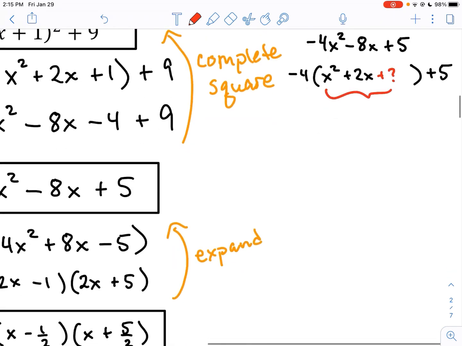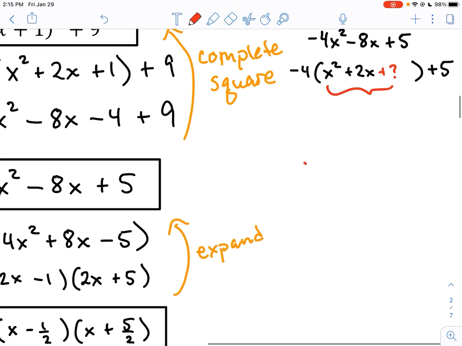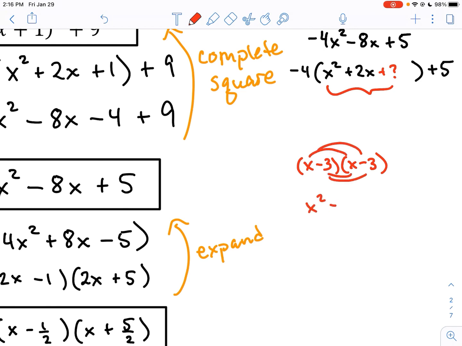Now just a quick review of what to expect with a perfect square. Let's say you had x minus 3 times x minus 3. What I mean by perfect square is that you have a square on the binomial, on the 2 terms, or in other words, it's something multiplied with itself. If you FOILed x minus 3 times x minus 3, you would get x squared minus 6x plus 9.